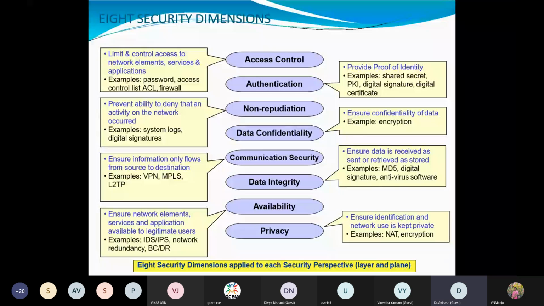So the examples could be the network redundancy examples, IDS, IPS examples. So these are the examples which ensure the availability. And the last one I'm talking about is privacy. Privacy means that it ensures the identification and the network use. So these 8 dimensions are very important.